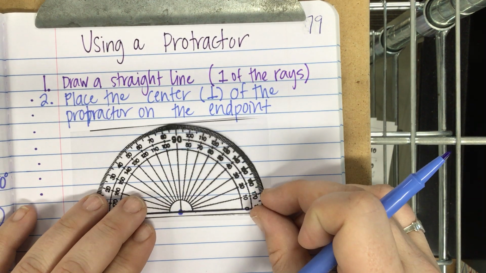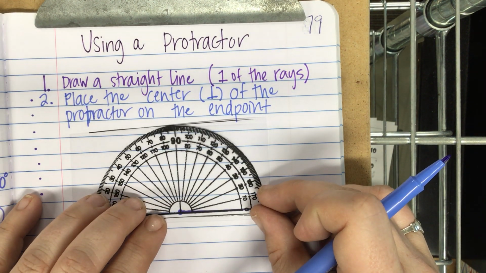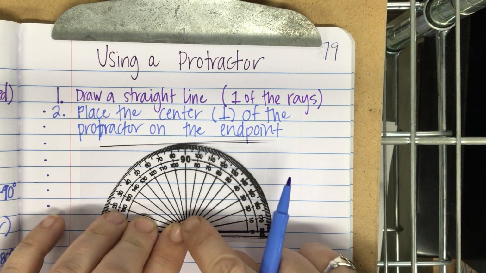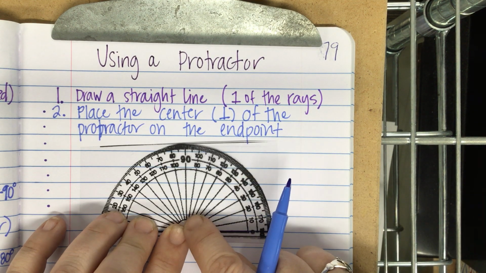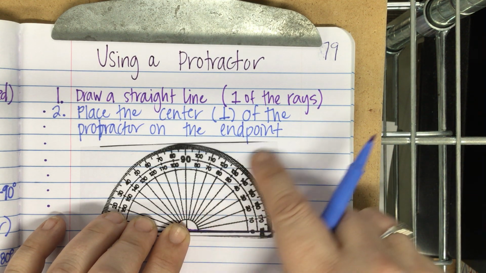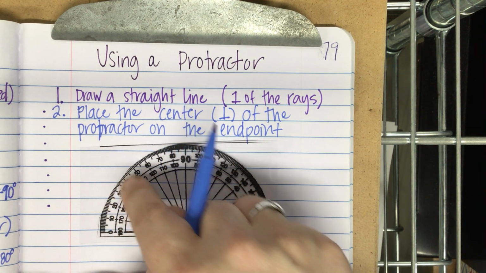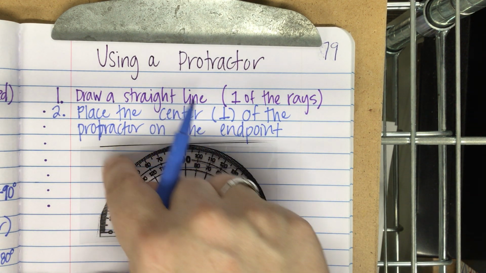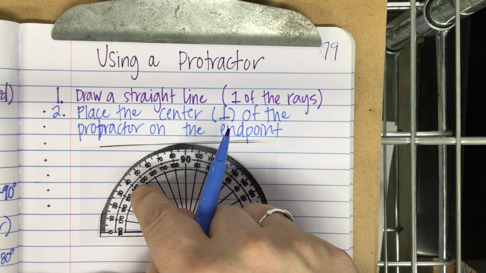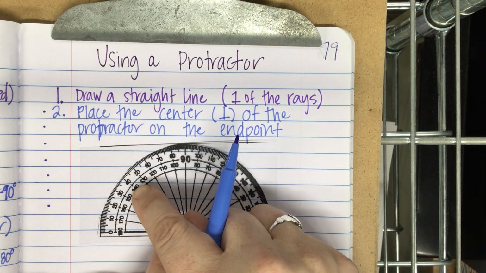So if I was measuring an angle, and this is what my angle looked like, I would know that it was an acute angle, so I would pick the smaller numbers. If my angle was like this, I'd know that it was obtuse, so I'd measure off of the larger numbers.